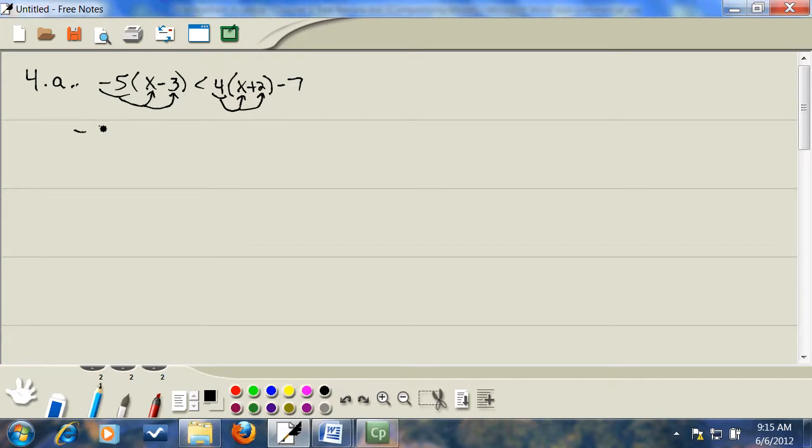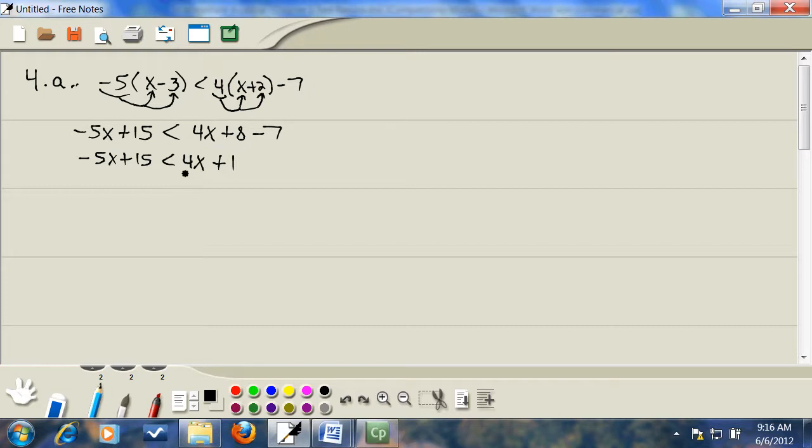Negative 5 times x gives us negative 5x. Negative 5 times negative 3 gives us a positive 15. Now I multiply by a negative number, but you have to multiply both sides by a negative number in order to flip the inequality symbol. 4 times x is 4x. 4 times 2 is 8. At any step, combine together like terms, combine together numbers. Over on the right side, we got 8 minus 7, which gives us 1.